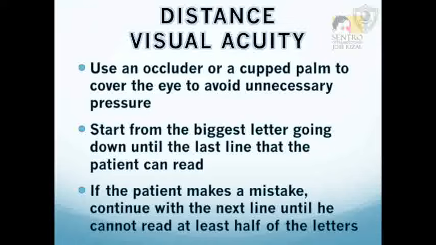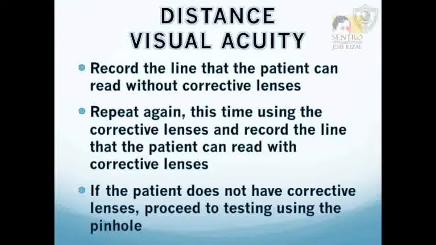Start from the biggest letter, going down until the last line that the patient can read. If the patient makes a mistake, continue with the next line until he cannot read at least half of the letters of that line. Record the line that the patient can read without the corrective lenses. Repeat the steps again, this time using the corrective lenses, and record the line that the patient can read with the correction. If the patient does not have corrective lenses, proceed to testing using the pinhole.